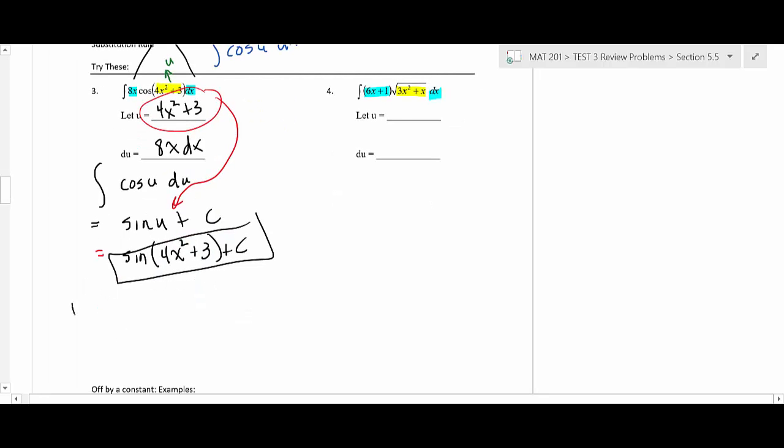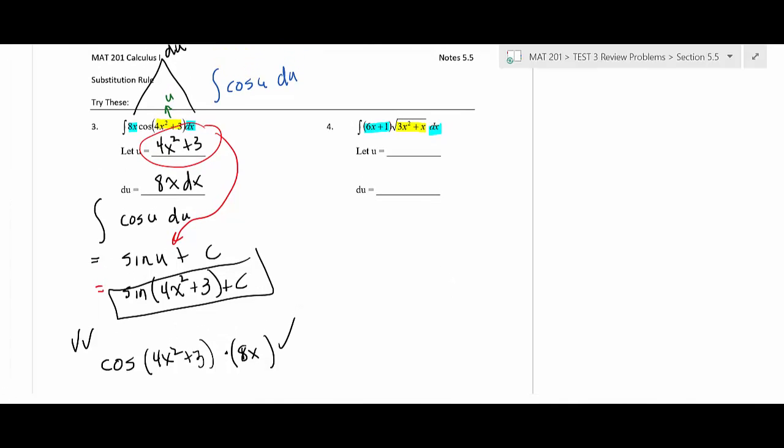And you should be able to do a real quick check on this. Just do the derivative. If you did the derivative for checking, you would get the derivative of sine is cosine, and then the derivative of what's inside is 8x. Like that. See, we're back to the beginning. All right, how about the next one?